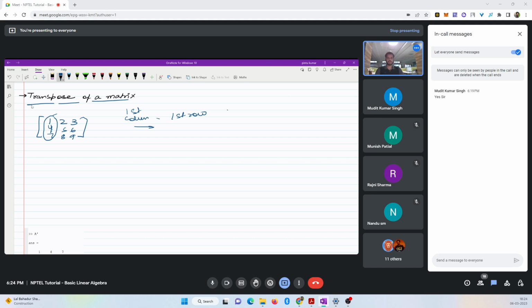So let's make it. Our first column is made the first row of the matrix: this is 1, 4, 7. Then this would be 2, 5, 8. Then this is 3, 6, 9. If this is represented by A, then this would be represented by A transpose. In some books, you would also see a different symbol for the transpose. Both mean that this is the transpose.